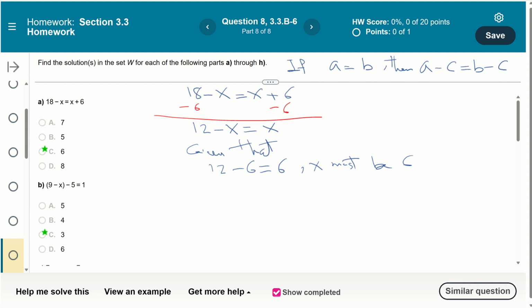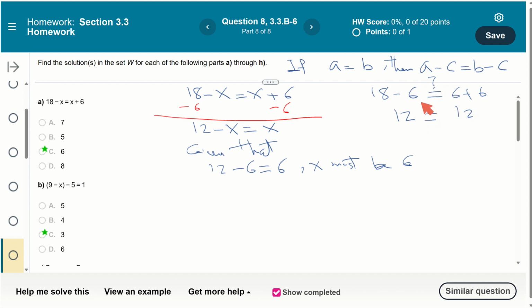Now, whenever you propose a solution for a given equation, you always must check your answer in the original equation that was given. So let's see if it works out. So 18 minus 6, we're checking to see if that equals 6 plus 6. Now notice that 18 minus 6 is 12. And 6 plus 6 is also 12, so I can now drop the question mark.